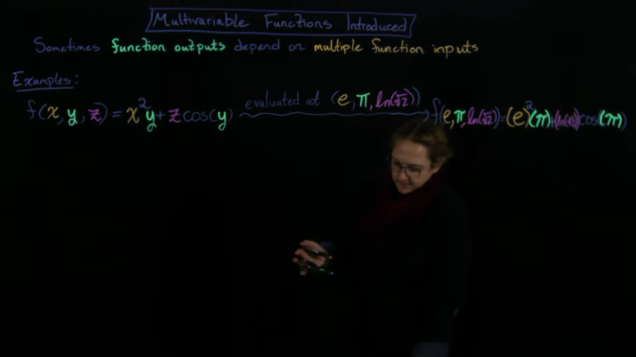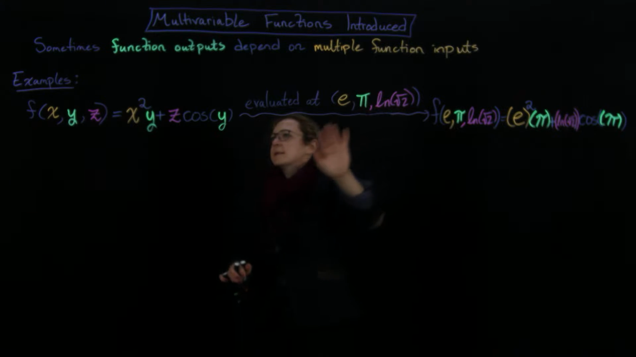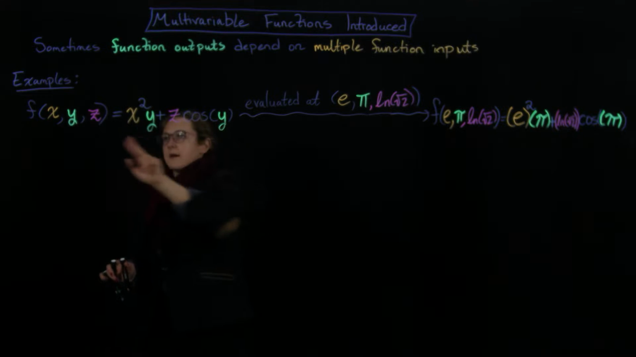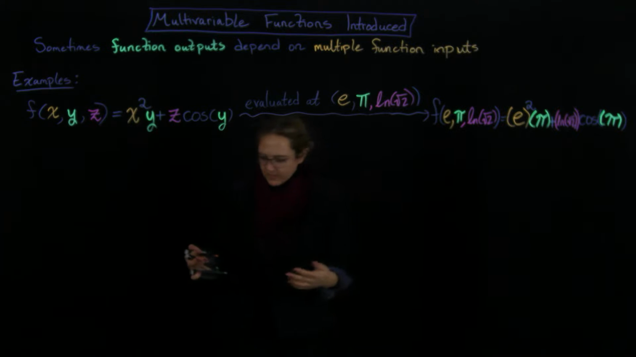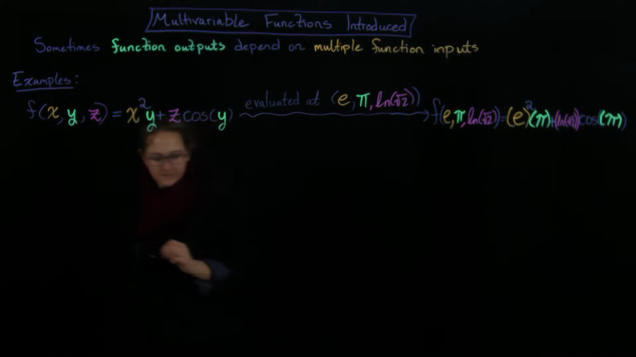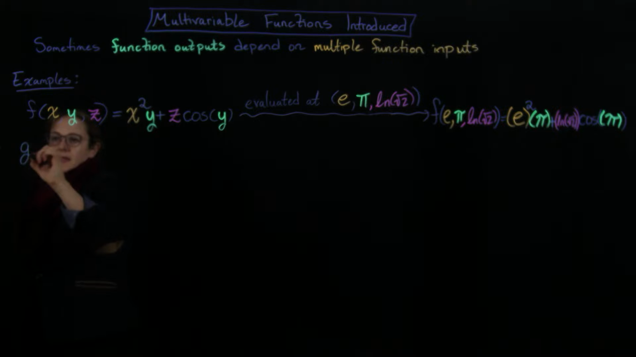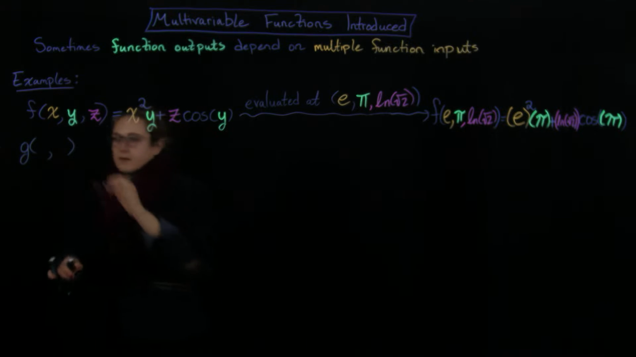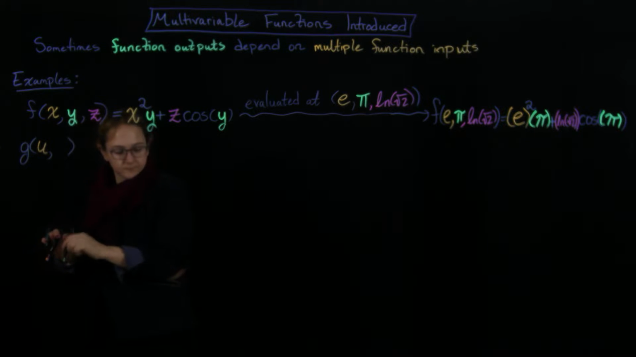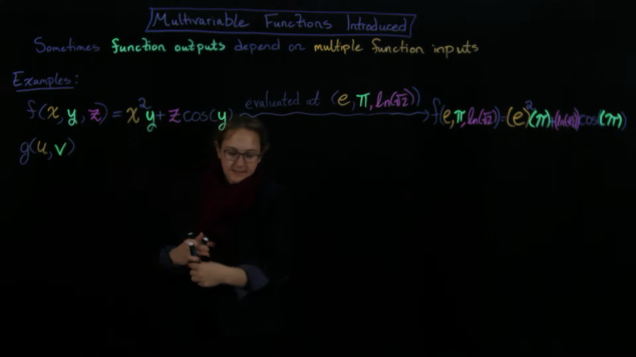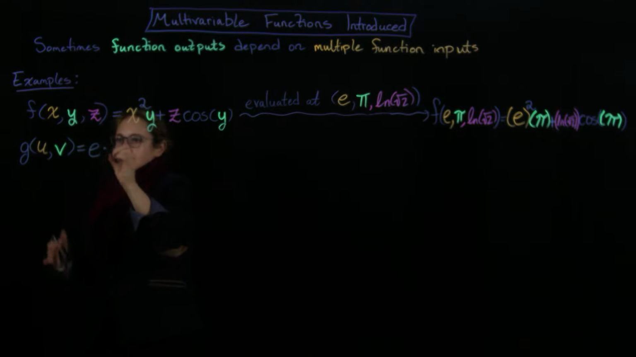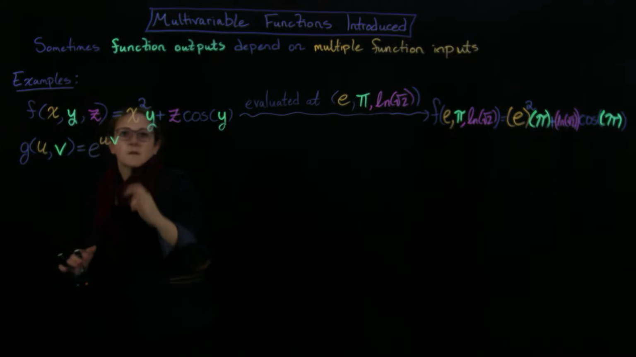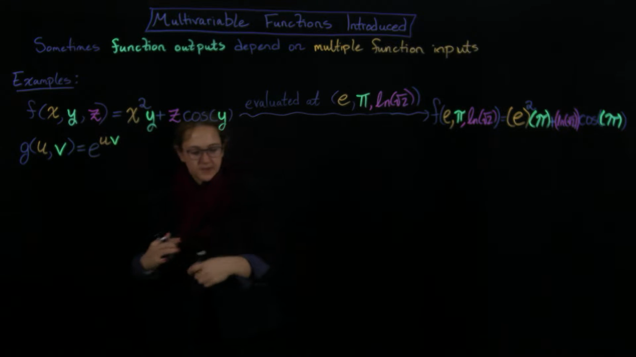So all I did was put my first coordinate in there, my second coordinate in there, and then my third coordinate in there. So let's try one more. Here's another example. I have G of, and it's okay that I'm calling it G, and I can call my variables something else too if I want. So I'm going to call them u and v. Let's say that this is equal to e to the uv. This is my function.